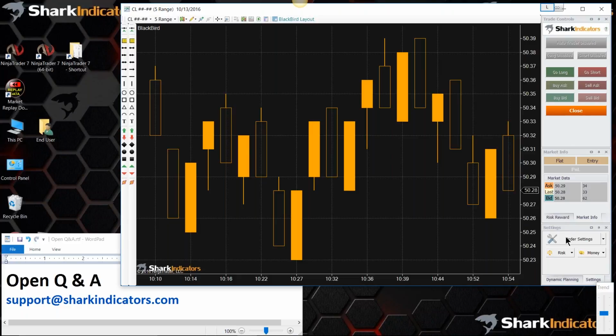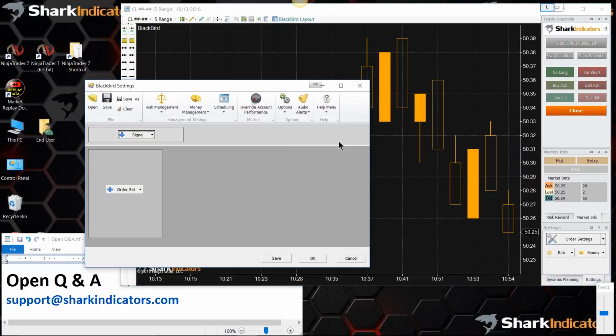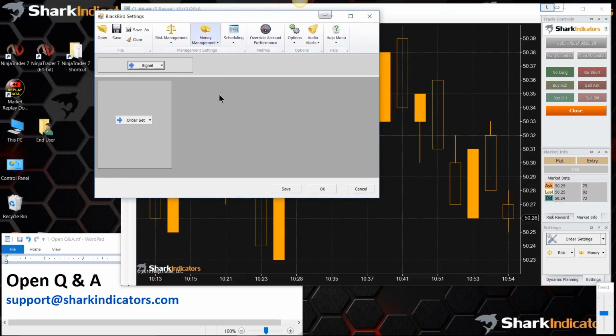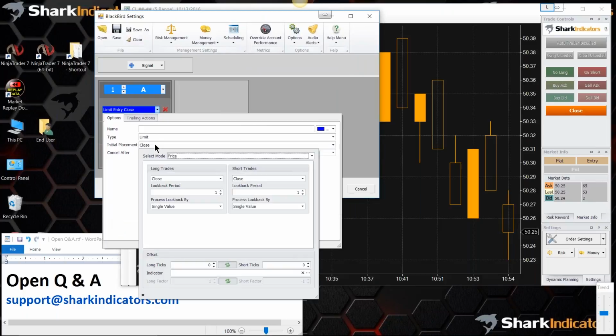Next step is we have to start telling BlackBird what we want to do. So think of the order settings down here. You see the order settings button? That's what really opens up this BlackBird interface, like so. And so let's go in and set up a limit entry. And now we just have to figure out exactly what price we want to use for that limit order.